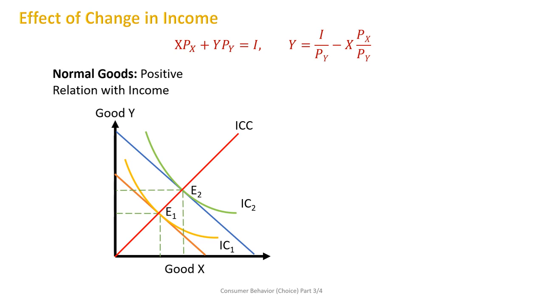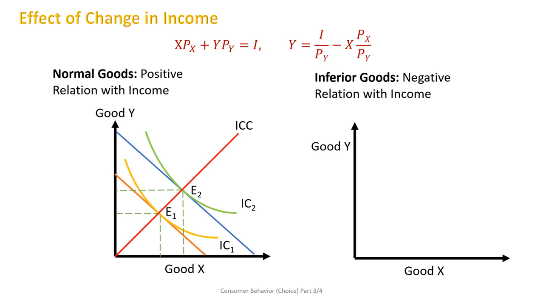Now the inferior good case. The inferior goods are those for which an increase in income results in decreasing their quantity demanded. An increase in income results in decreasing their demand. Now let's assume that consumer is in equilibrium at point E1 where the initial budget line is tangent to indifference curve 1. Now the income of the consumer increased.